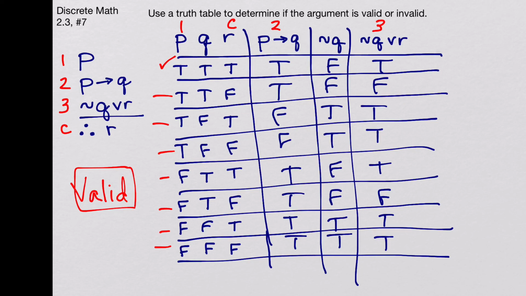So watch out for that. It's easy to mix it up because you say, oh, if we succeed in getting all trues for the premises and false for the conclusion, sometimes you feel like that's a success and then you want to say the argument is valid. But the case where it's valid is where we can't find that situation. So that's the end of that problem.